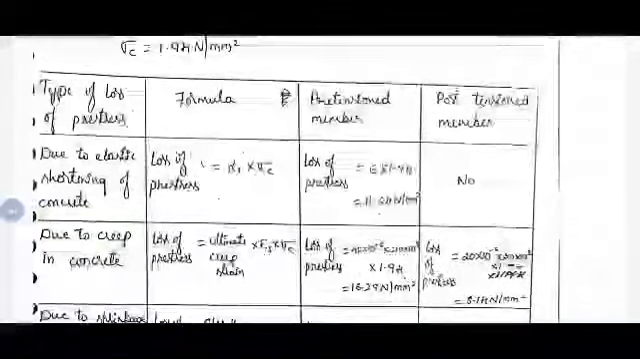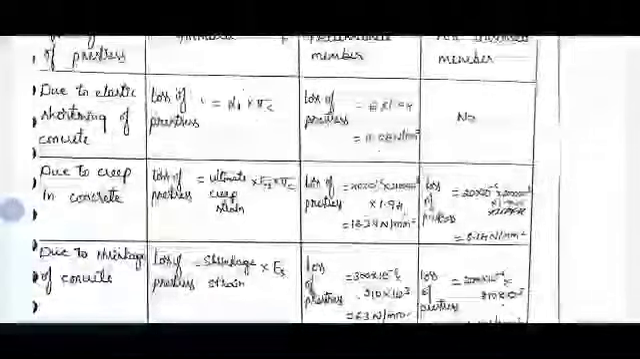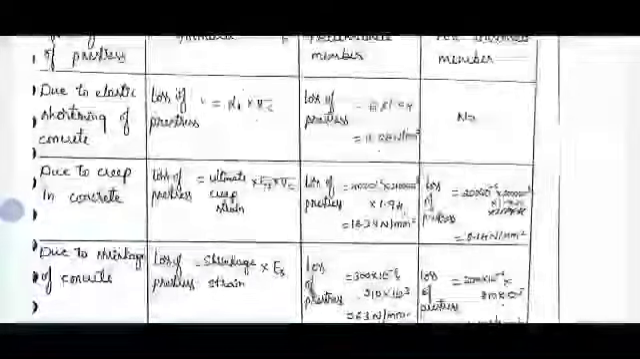Next, due to creep in concrete, see the data given, ultimate creep strain is given, so you need to go with the ultimate creep strain method. So the formula is ultimate creep strain into Young's modulus of steel into sigma C. Substitute the values for both. We have different ultimate creep strains for pretension as well as for post-tension. Substitute the respective values, we will get the answer.